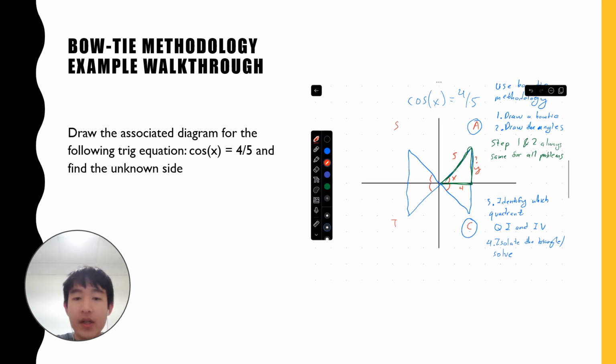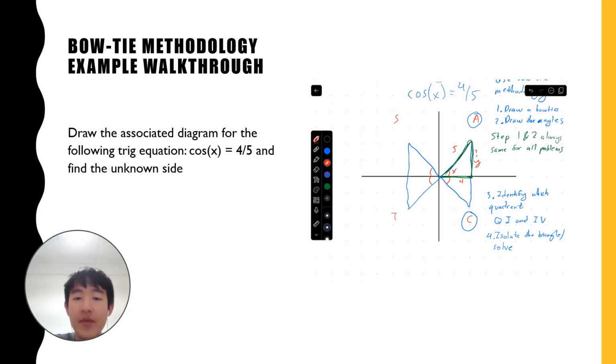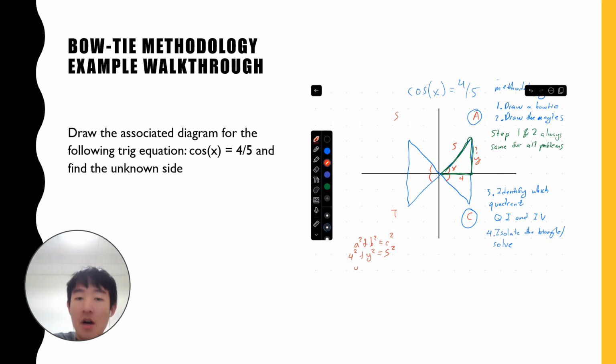Again, 4 can either go in for a or b, those are interchangeable, but 5 must go in for c, which is the hypotenuse. So after we plug in our 4 and 5 values, we're just going to do some simple simplifications. We're going to move the 4 squared over to the other side, expand out the powers, and solve. Our final answer is going to be root 9, and y is equal to positive or negative 3.